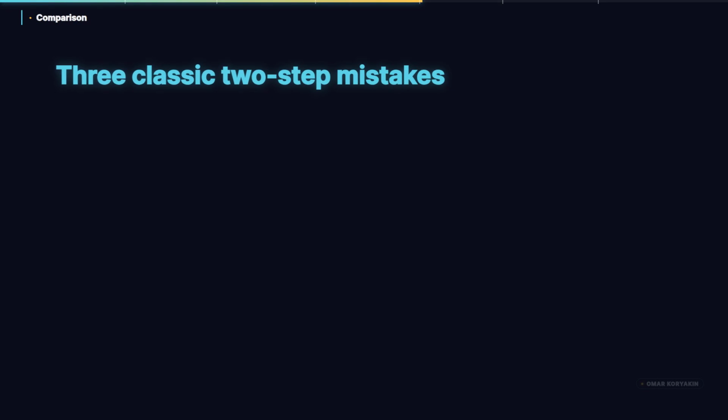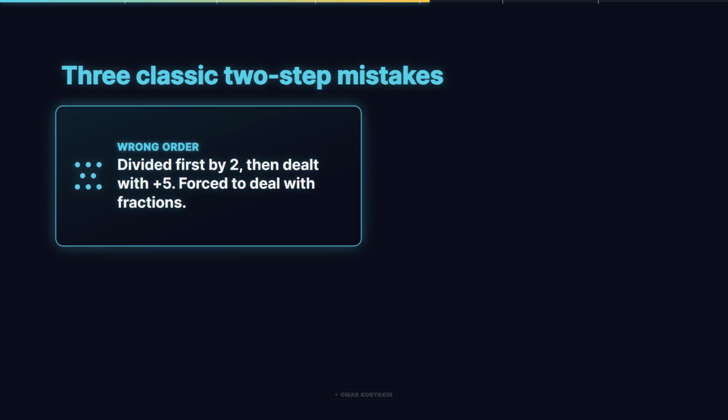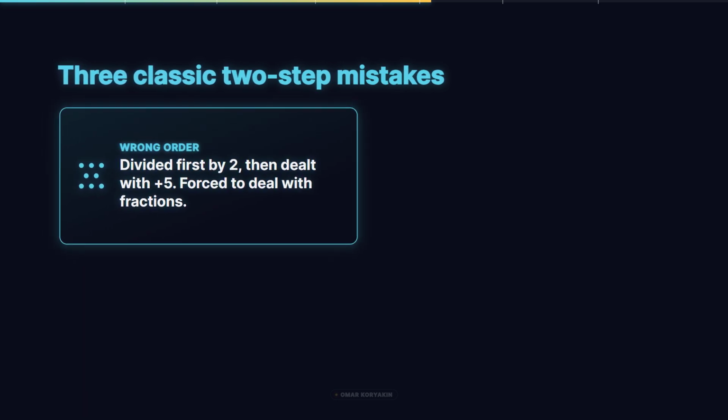Three mistakes that catch every algebra student during their first weeks of two-step equation work. Each one is fixable with a small explicit habit applied on every solve. First mistake: applying the inverses in the wrong order.